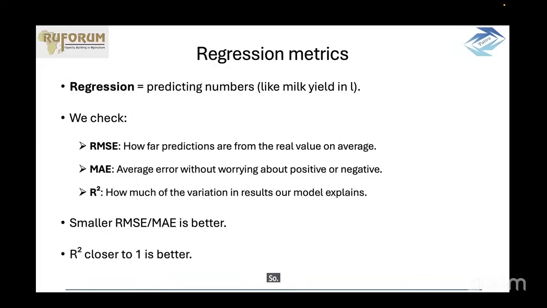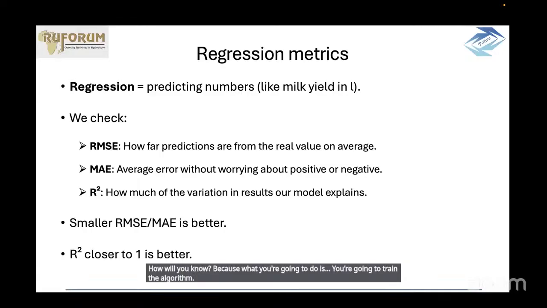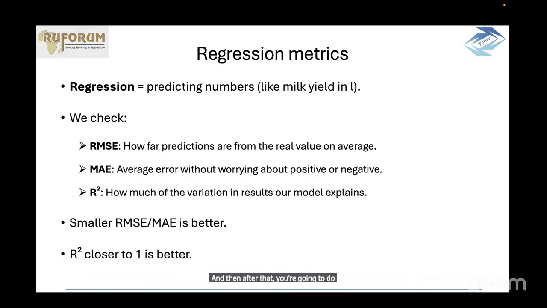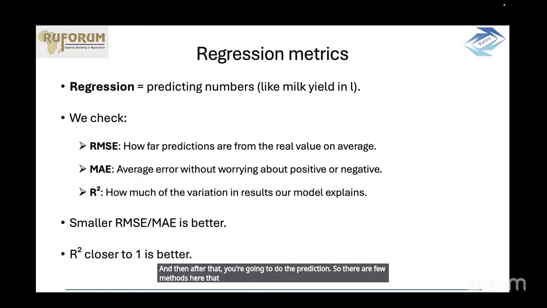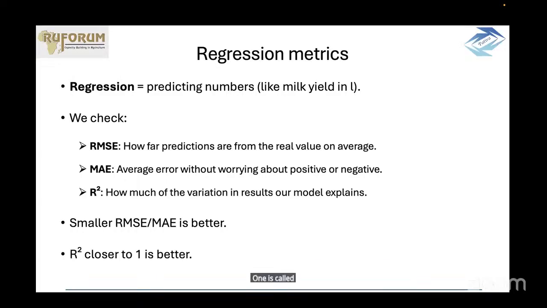So now, any of those three methods, as I just discussed, how will you know if your method is working? How will you know? Because what you're going to do is you're going to train the algorithm, and then after that, you're going to do the prediction. So there are a few methods here that people use. One is called root mean square error, and then MAE, and then R squared.